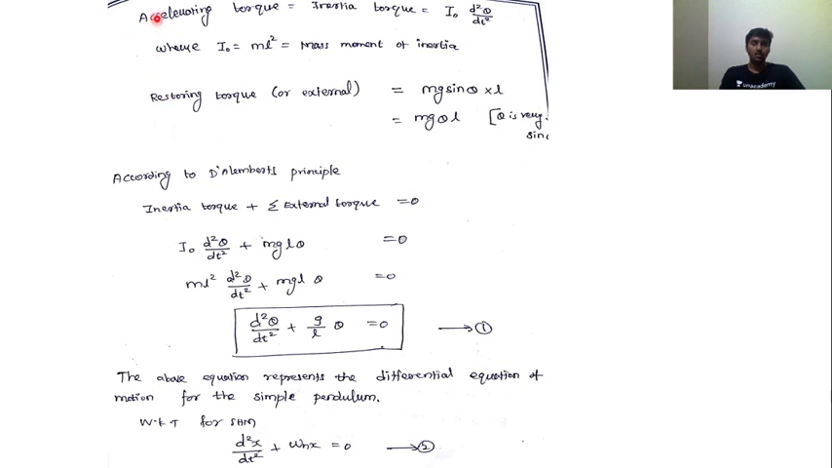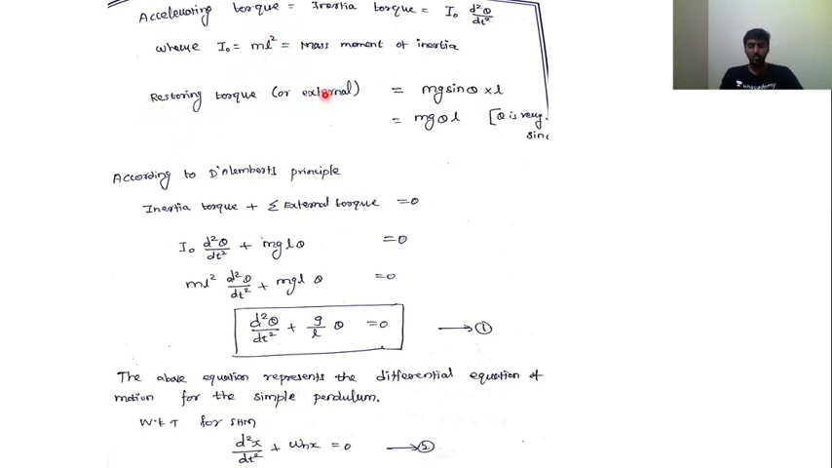Now we know that, according to D'Alembert's principle, we have to add the forces. The accelerating torque or inertia torque acting upon the pendulum is I into d square theta divided by dt square. Here I is the mass moment of inertia, and d square theta divided by dt square is the angular acceleration of the pendulum, where I is equal to m L square, mass into radius of gyration square. Here the radius of gyration is equal to the length of the string, from the pivoting point to the mass center.